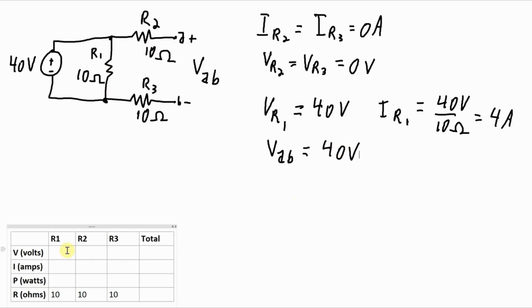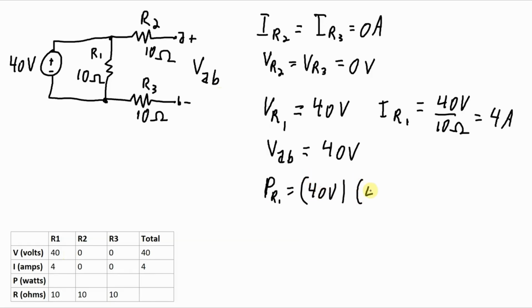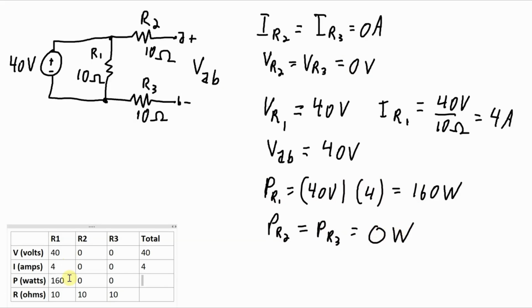Now let's fill in the table with everything that I have so far. The only thing I don't have is the power. Power dissipated by R1 will be that 40 volts times the 4 amps going through it, 160 watts. Power dissipated by R2 will be the same as the power dissipated by R3. Remember, both those voltages and both those currents are 0, so 0 watts. And the total power, the power put out by the source, will also be 160 watts, because that's the power dissipated by R1, the only resistor that's dissipating power in the circuit.